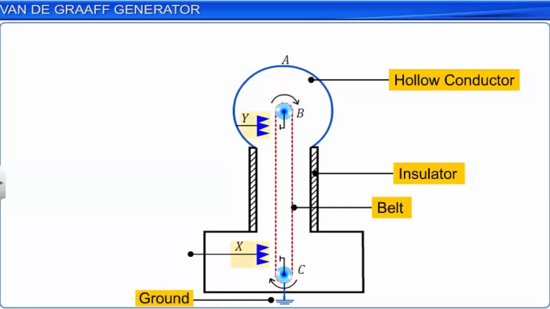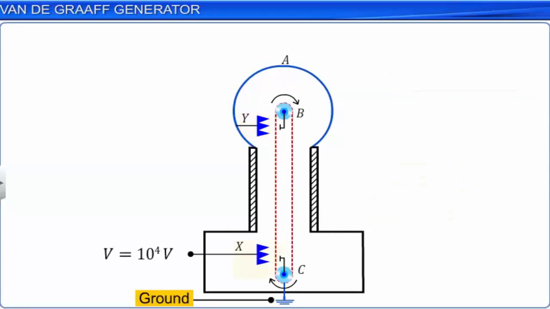Two comb-shaped conductors, X and Y, having metallic needles, are mounted near each of the pulleys pointing towards the belt. The lower comb X is maintained at a positive potential of about 10^4 volt by a power supply system. The upper comb Y is connected to the metallic sphere A.